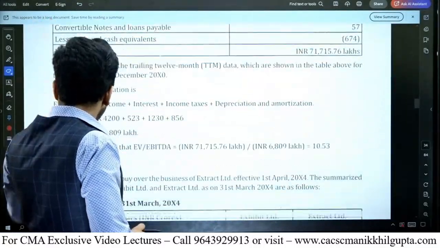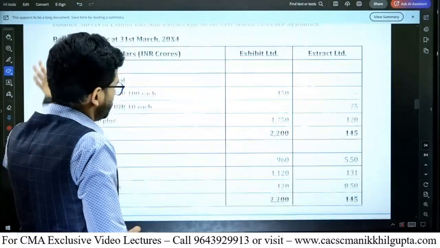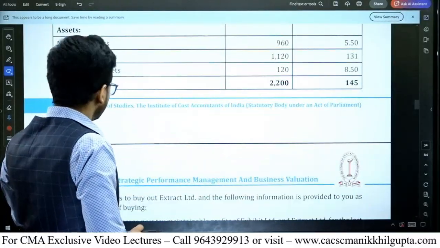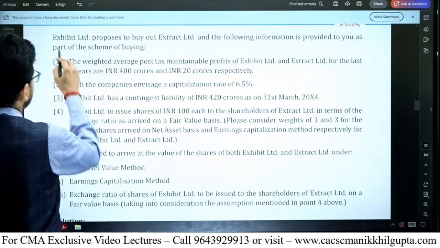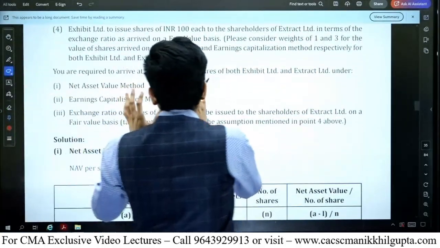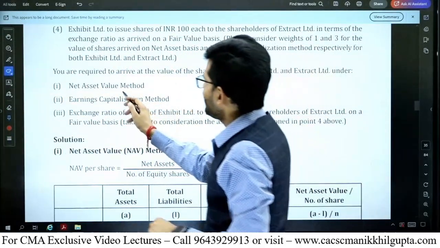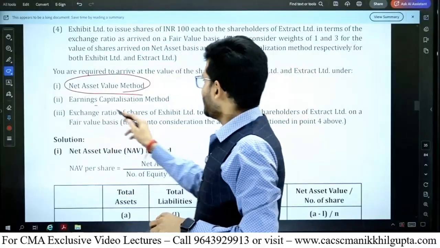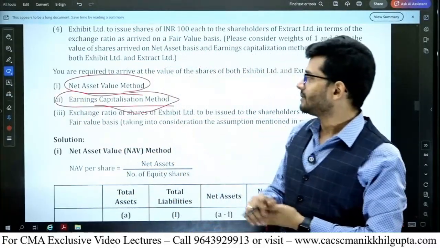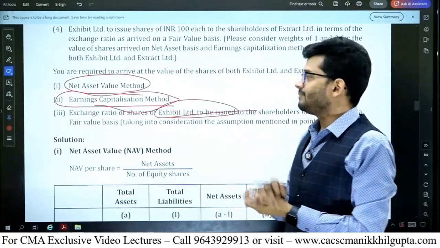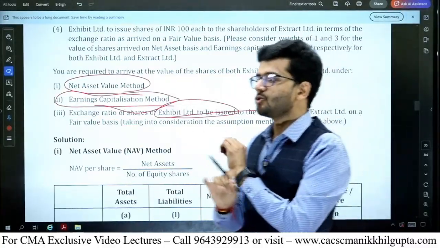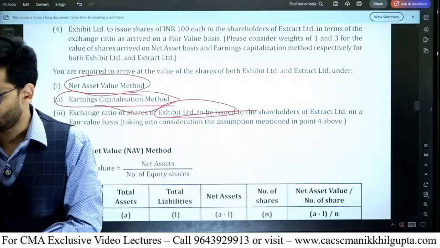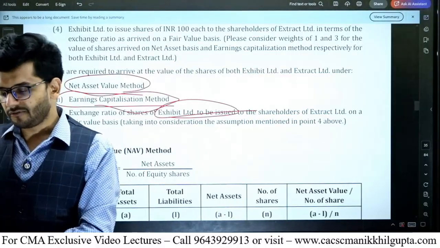Now, this is one question. Question number 4. The calculation is too detailed because the data which is given is quite detailed. But the ask is very, very, very easy. Net asset value is required to be calculated, NAV. Earnings capitalization method, earnings is required to be calculated, and the exchange ratio of exhibit is required to be calculated. So the calculation is lengthy for sure, but there's no complication in this particular calculation. It's a very straightforward calculation.